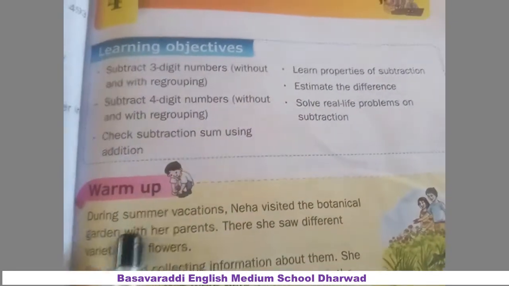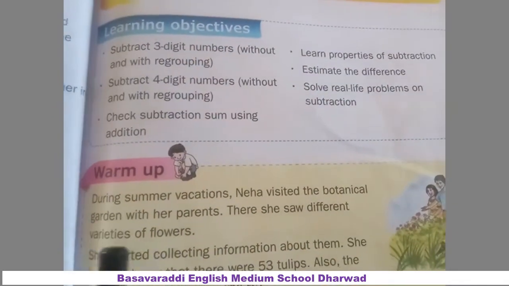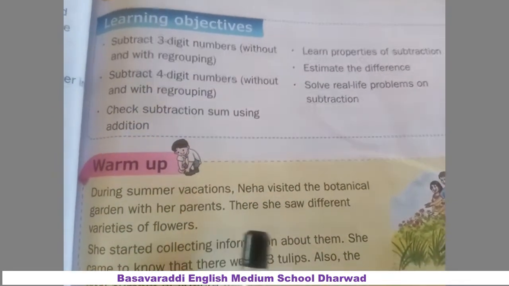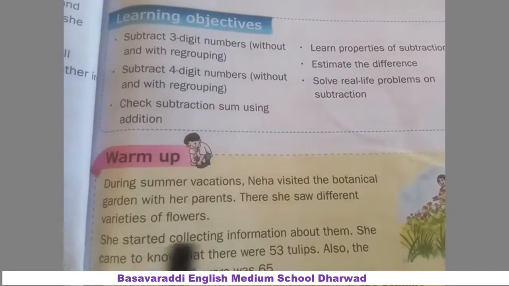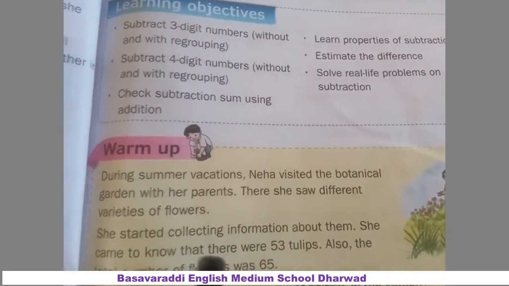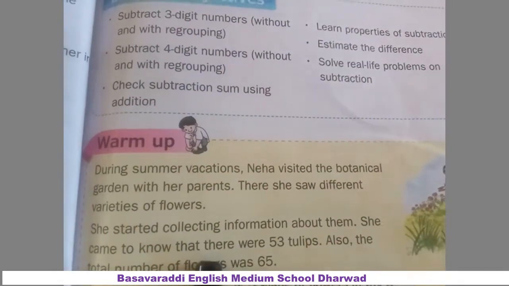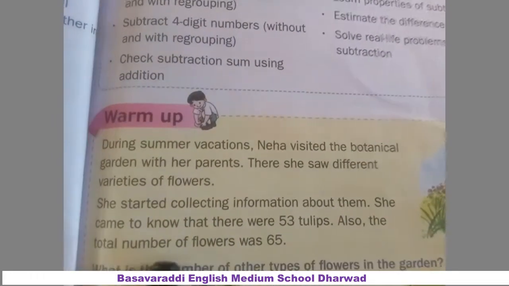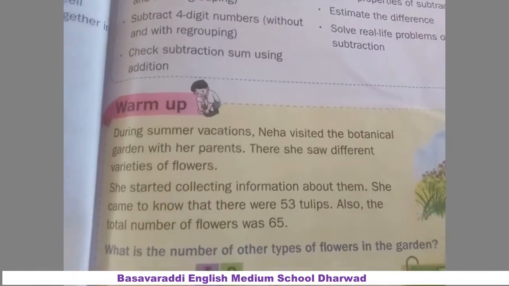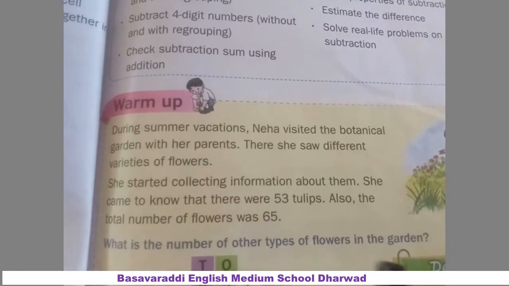Warm up. During summer vacation, Neha visited the botanic garden with her parents. There, she saw different varieties of flowers. She started collecting information about them. She came to know that there were 53 tulips. Also, the total number of flowers was 65. What is the number of other types of flowers in the garden?